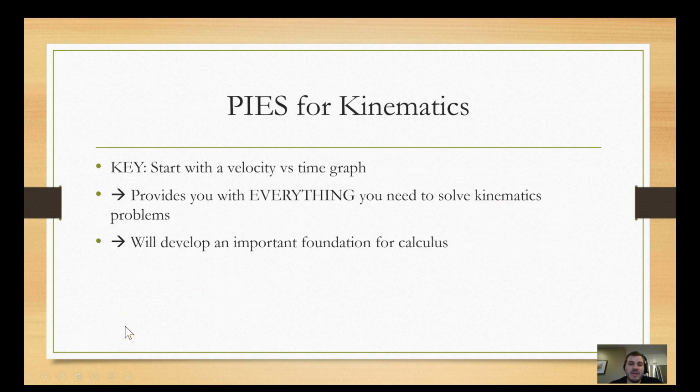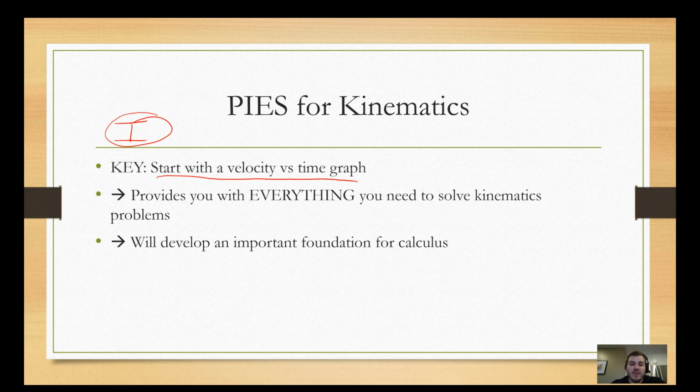The key for kinematics, for this modeling the information step, is that you start by making a velocity time graph. The velocity time graph provides you with everything that you need to solve the kinematics problem. It also will help us set the foundation for what we need for calculus.